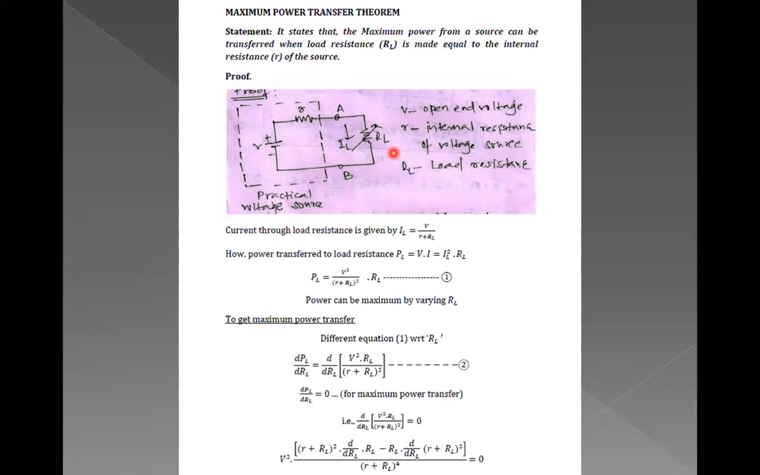So to get maximum power transfer, we will differentiate the equation with respect to RL. So differentiating equation 1 with respect to RL, dPL by dRL is equal to d by dRL of V square into RL divided by (R plus RL) whole square. Okay, this is how we get it. So for the maximum power transfer, if you differentiate with respect to the load resistance, dPL by dRL is equal to 0. That is, the remaining factor is d by dRL of V square into RL by (R plus RL) whole square is equal to 0.